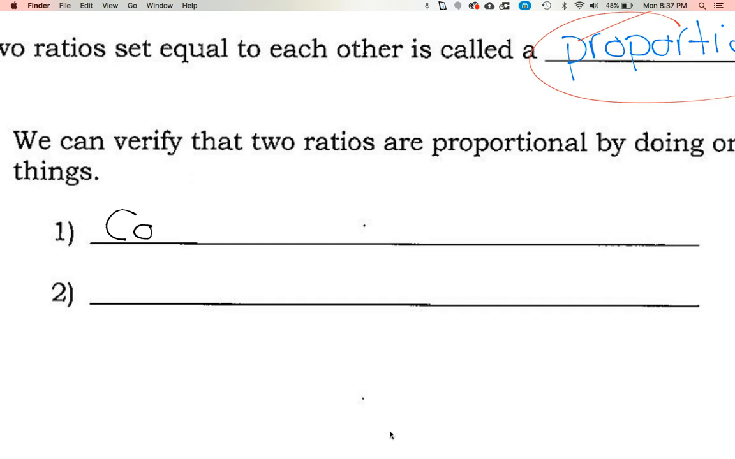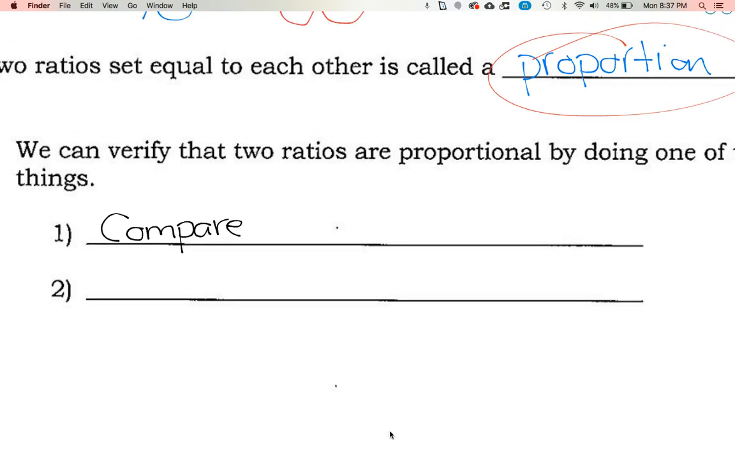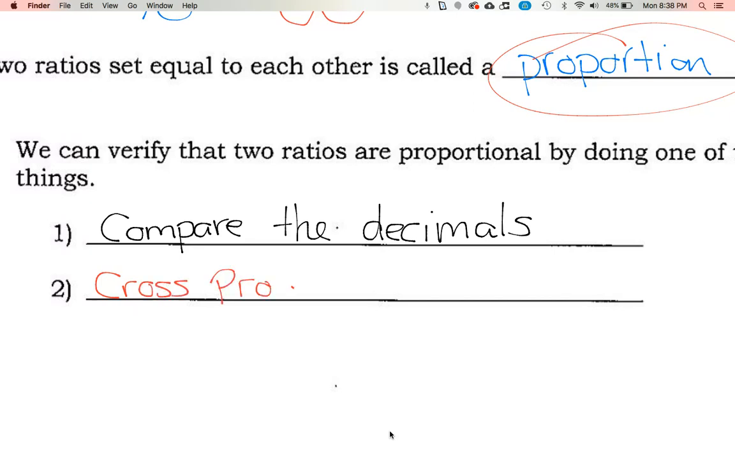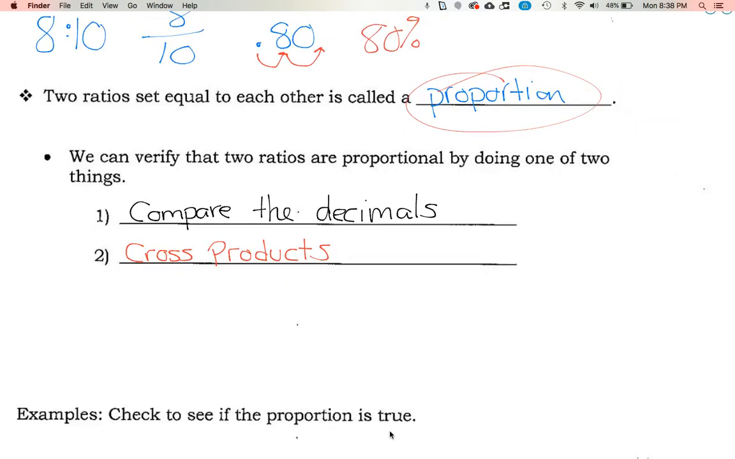We can compare the simplified fractions, or we can compare the decimals. Or, and here's what we're going to focus on the most, we can look at their cross products. And here's what I mean.